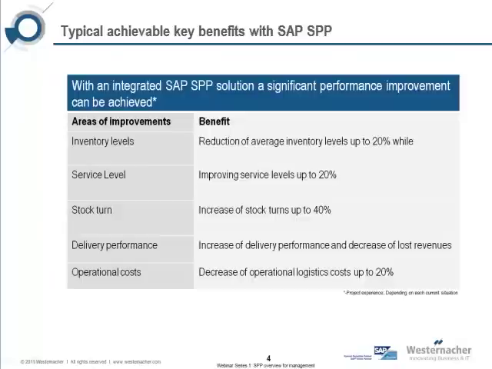Based on the implementation experience, and of course depending on the current situation within each organization, an integrated SPP solution can deliver a significant performance improvement. For example, in the area of inventory levels, we can observe a reduction of average inventory levels of up to 20% on one hand, while on the other hand improving service levels up to 20%. Also, we observe an increase of stock turns up to 40% and an increase of delivery performance and a decrease of lost revenues. SPP also has a positive effect on reducing operational costs that can be up to 20%.